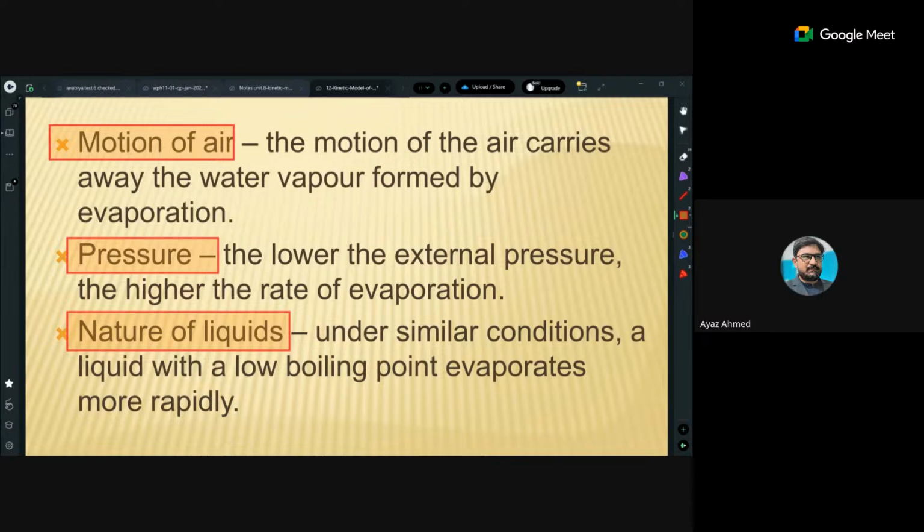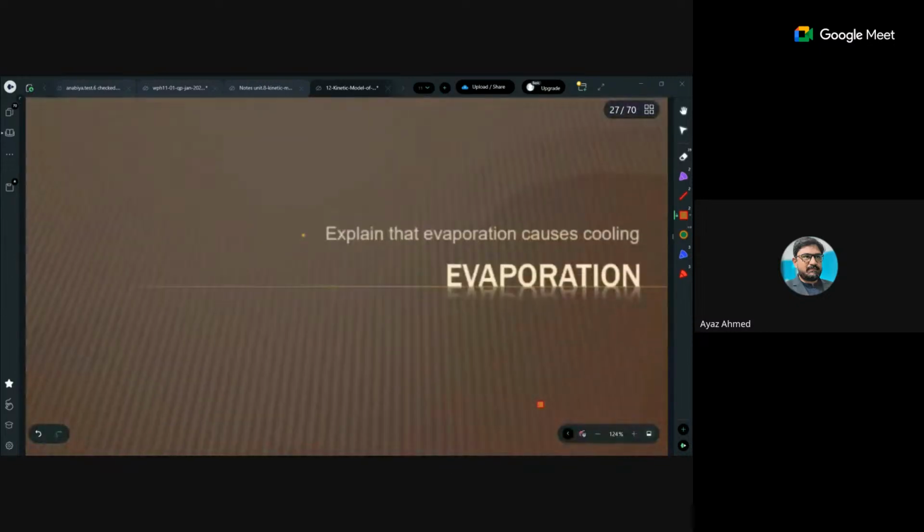So those liquids which are dense enough, honey ko jitna marzi din chhod do, nothing happens to honey, but petrol ko wo ho jata. So those liquids which are having lower boiling point, they also evaporate more rapidly. So these were the factors.